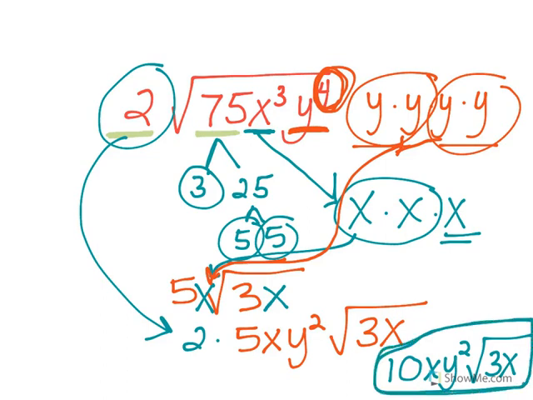Okay? So you always have to keep in mind that this number on the outside you're going to multiply at the very end. You have to simplify the 75 first. Then you have to pull out the pairs of the variables that you have. Anything left over goes inside the radical.